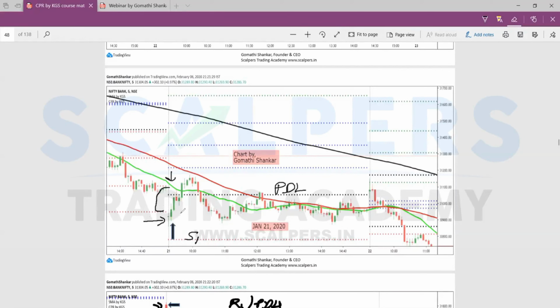Now see the second big green candle. This second green candle is telling you the market is going to go up. And the second green candle is breaking the first candle high also. You can go for a long. What is your target? 20 SMA is your target.